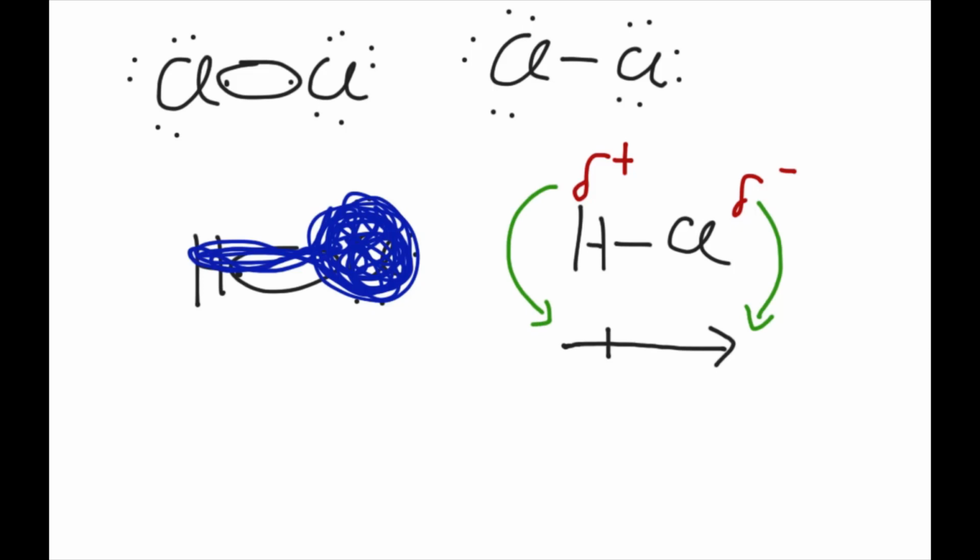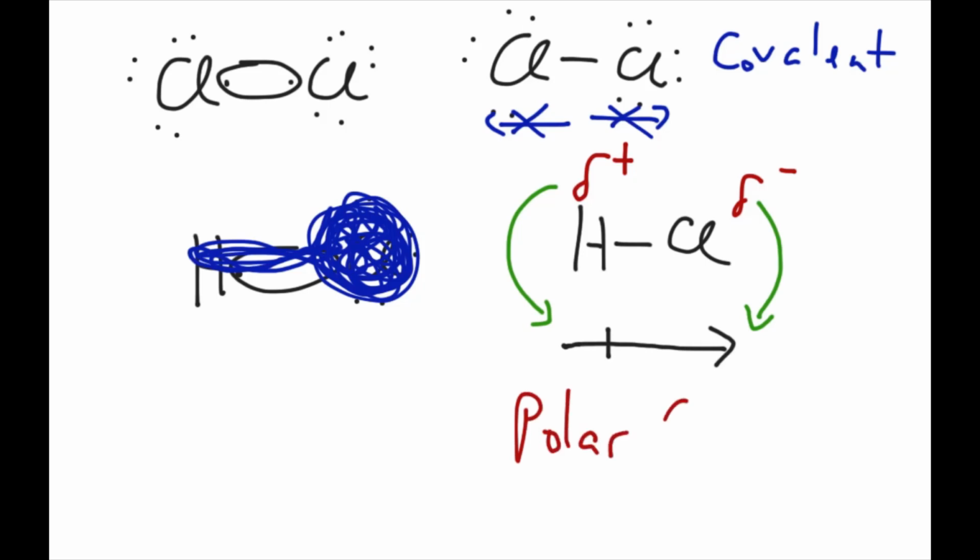If we compare this to the chlorine molecule above, chlorine here wants to hog the electrons, and chlorine here wants to hog the electrons. Essentially, these attractions cancel each other out, so overall there is no net dipole of this molecule. This is just a covalent compound. If there is a large difference in electronegativity, we typically call this a polar covalent compound.